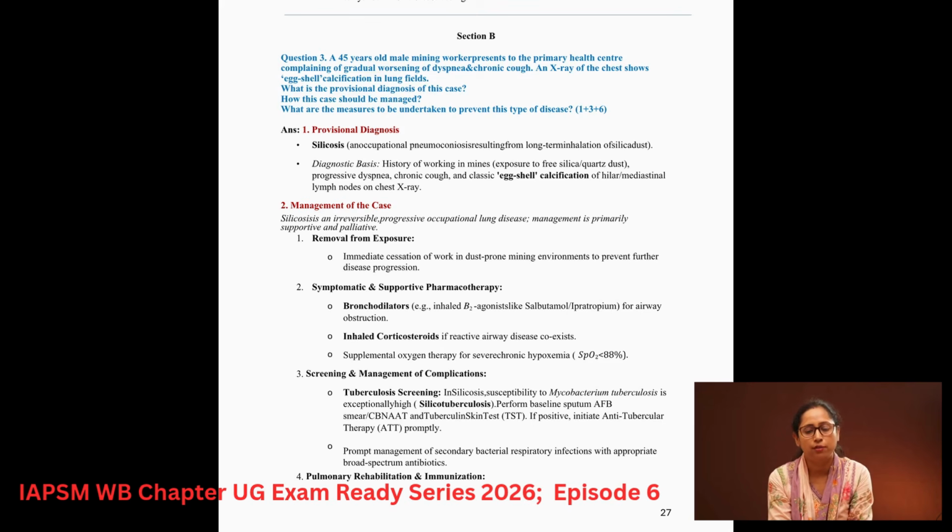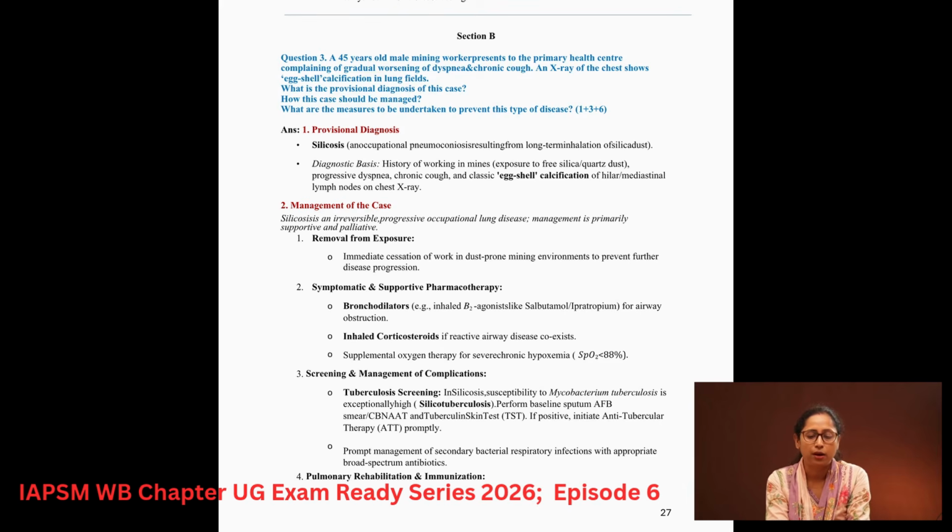Right. The next point you will be writing about is screening and management of complications, and what is the disease that we should screen in these cases, that is TB, like tuberculosis screening. In silicosis, susceptibility to Mycobacterium tuberculosis is exceptionally high and it is known as silicotuberculosis. So, we need to perform the baseline sputum examination, AFB smear, CB-NAAT and sometimes tuberculin test also. Prompt management of secondary bacterial respiratory infection with appropriate broad spectrum antibiotic may be needed.